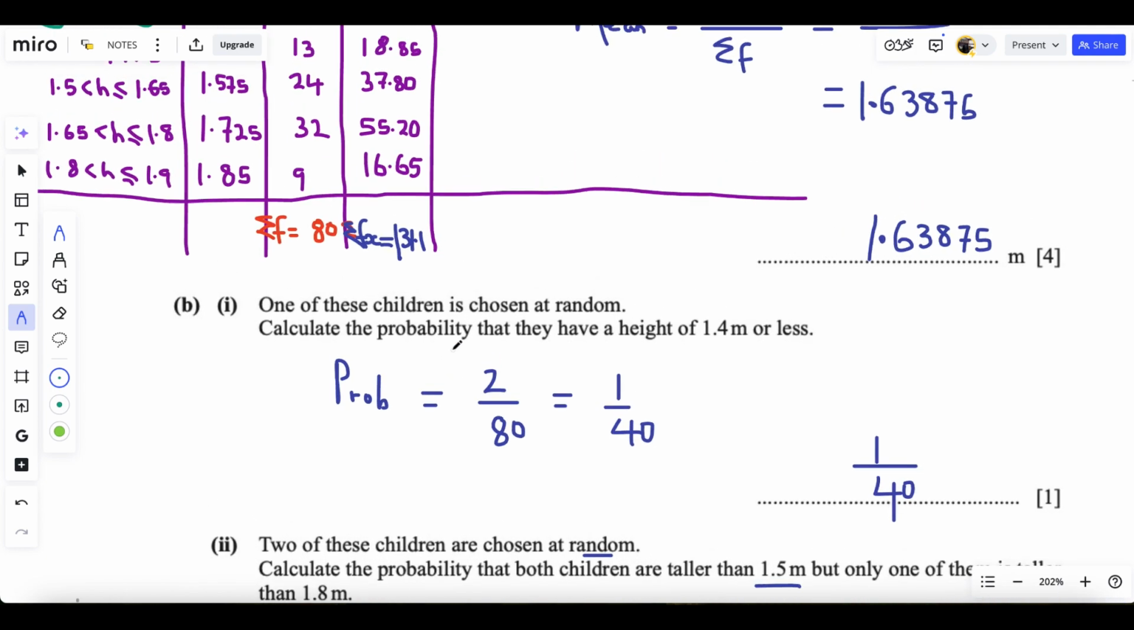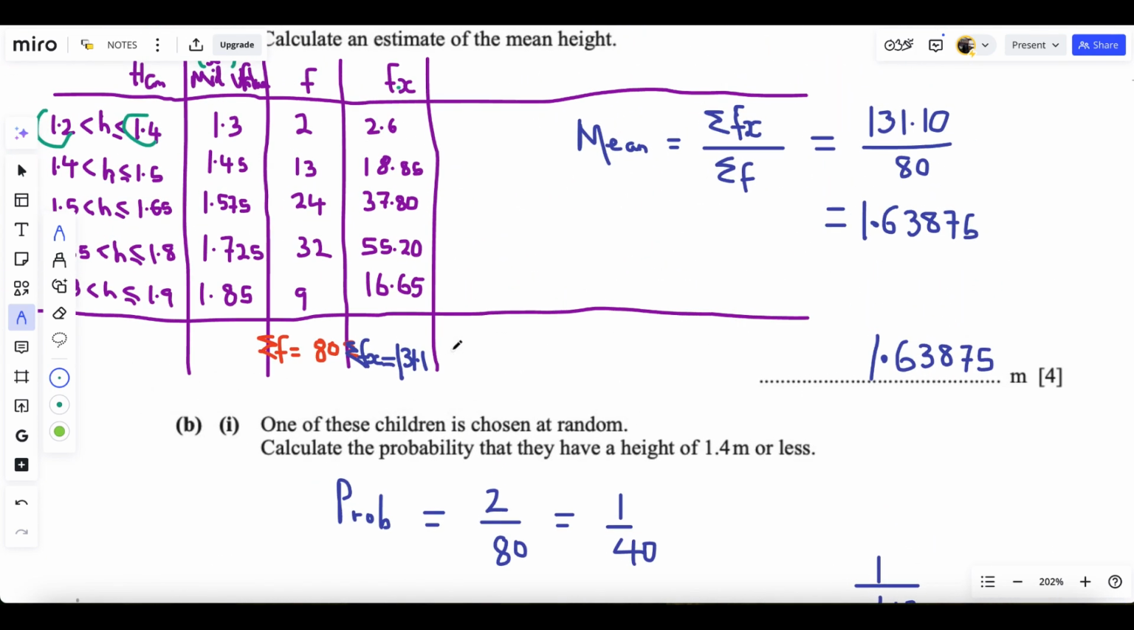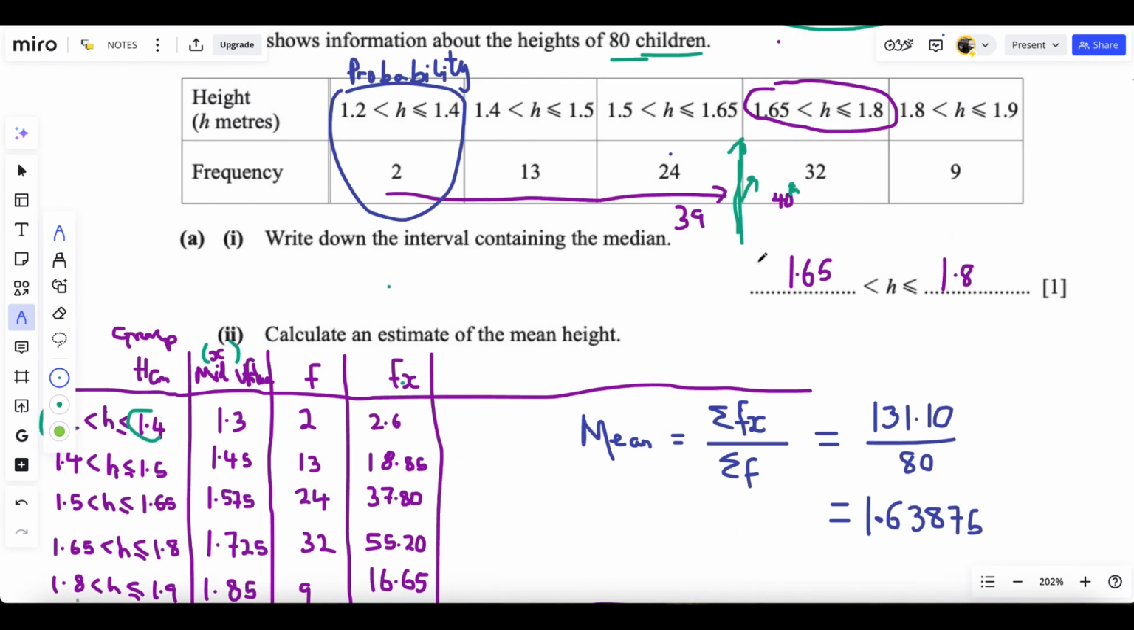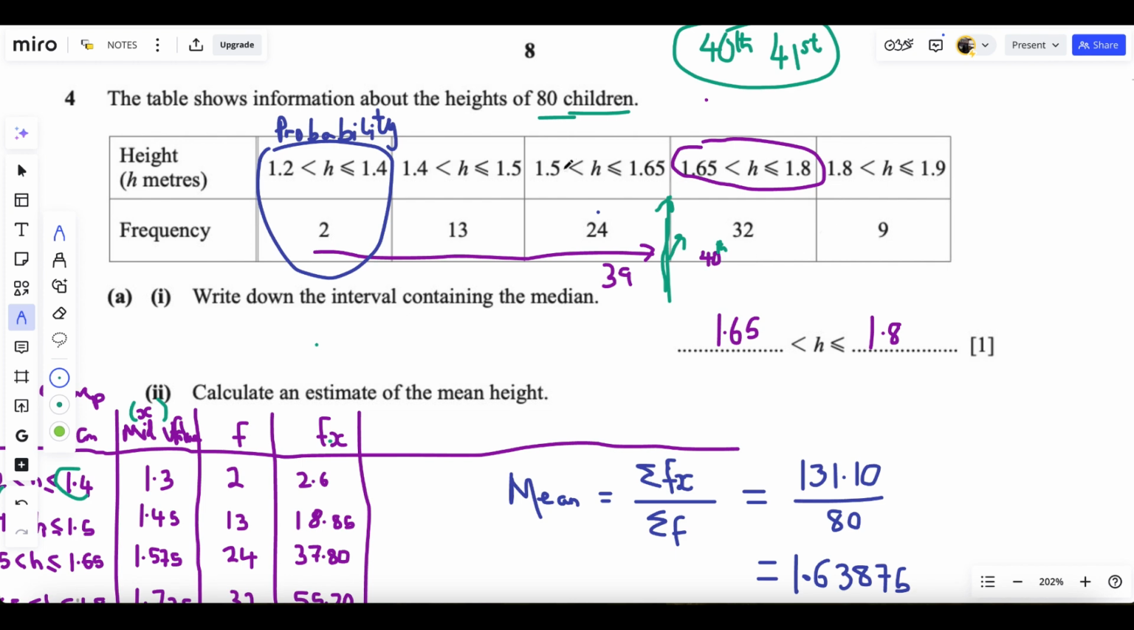The next question says, one of these children is chosen at random. So you choose one child at random, calculate the probability that they have a height of 1.4 or less. To have 1.4 or less, we go back to the table. Remember, this one means h is less than 1.5 but is greater than 1.4. 1.4 or less is from here upward. Here h is less than 1.4, greater than 1.2.